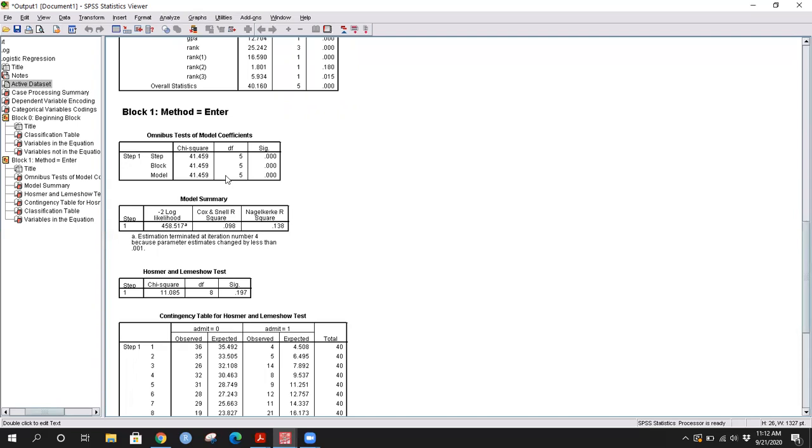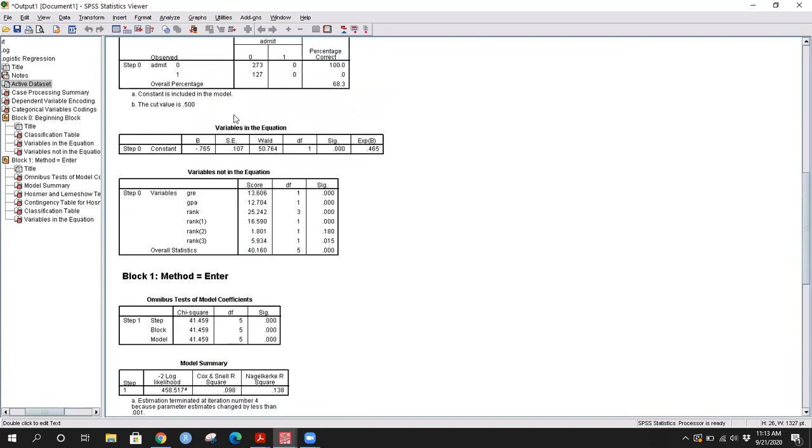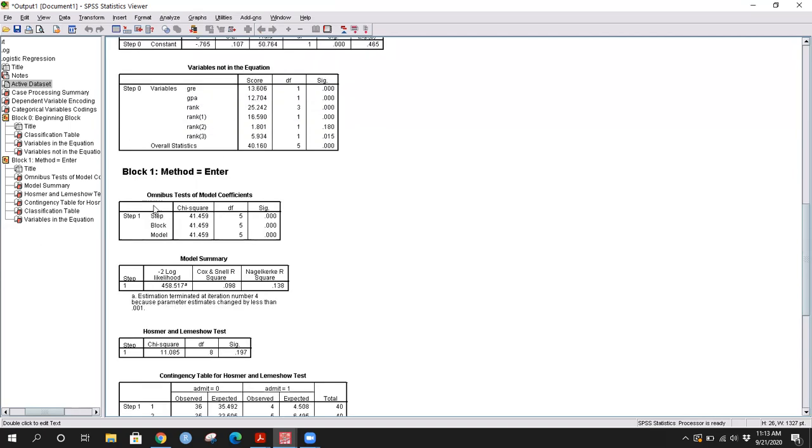This omnibus test of model coefficients is an overall test for the model that includes the predictors. Mind it, we have included predictors now. So look at the p-value against the model. Since this is less than alpha, we easily reject the null hypothesis and say that indeed our model as a whole fits significantly better than the case of an empty model. So this omnibus test is giving us an idea whether we should be adding independent variables or not.